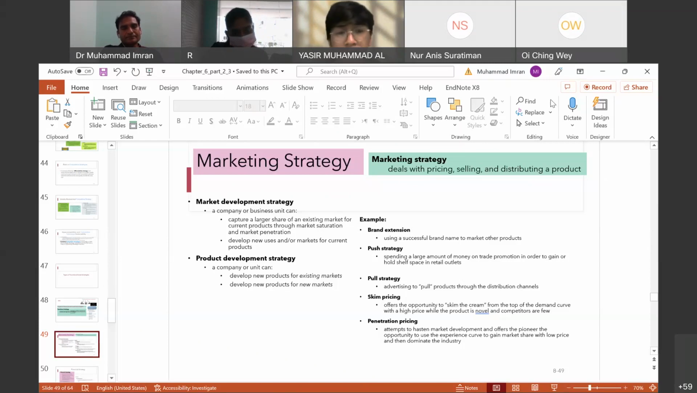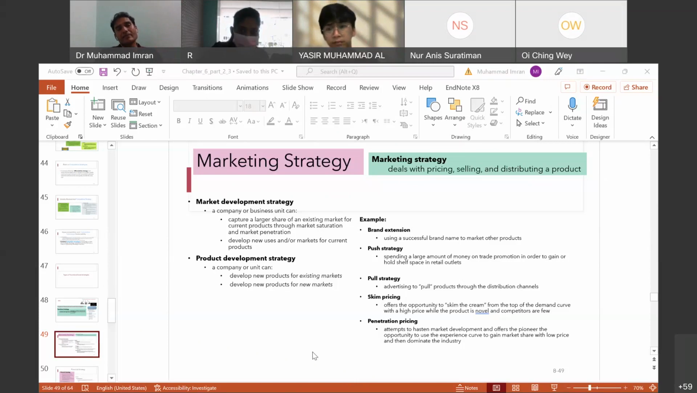Basically, marketing strategy deals with the pricing, selling and distributing of the product. Then there are the market development strategy and the product development strategy. These are the two core strategies of marketing strategy.